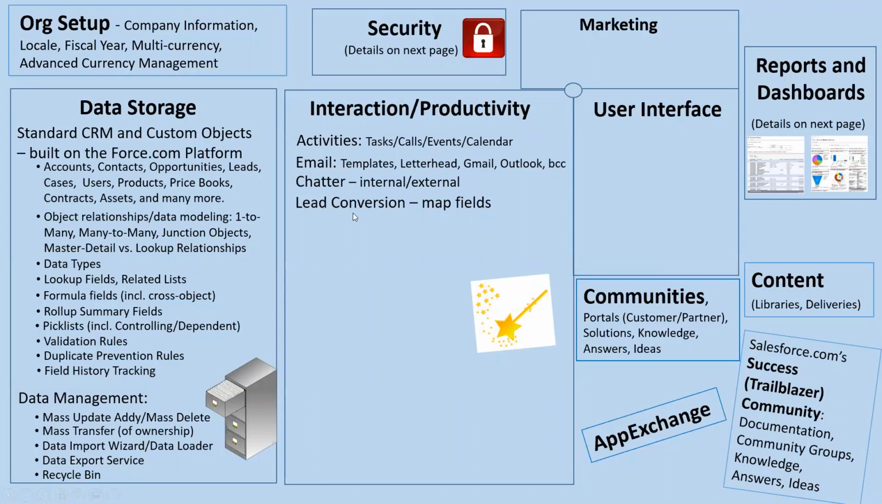When you're ready to convert that lead into a contact, account, and optionally opportunity, we want to make sure we don't lose that information. So we would need to create those custom fields on the appropriate object, account, contact, or opportunity, and map those fields over so that when the end user is working with the lead and converts the lead, we won't lose that information.